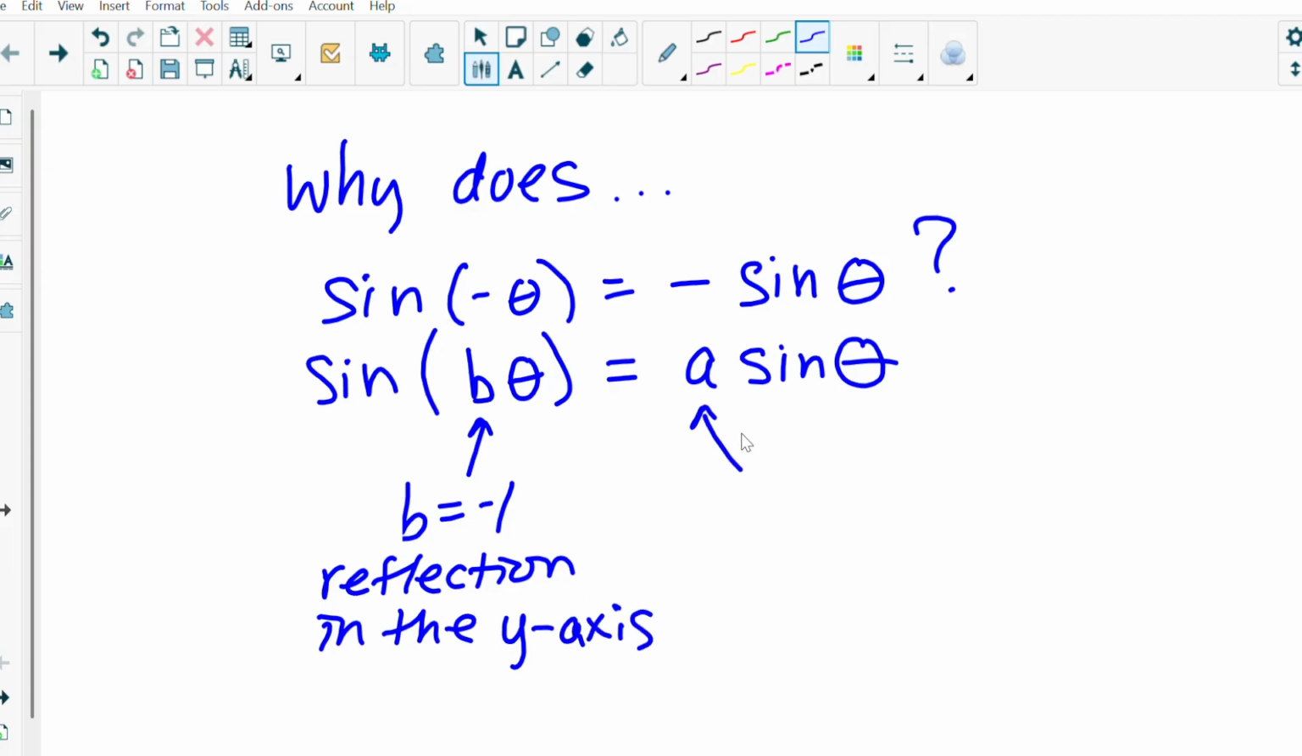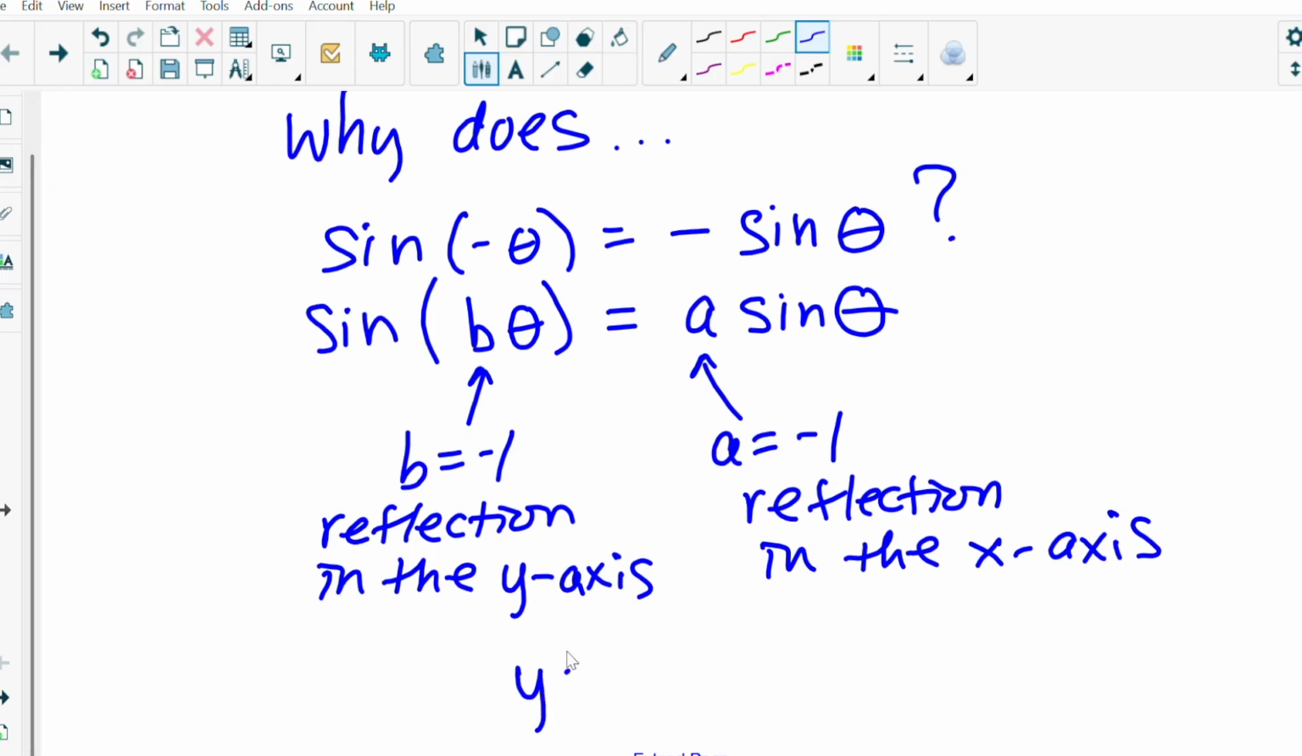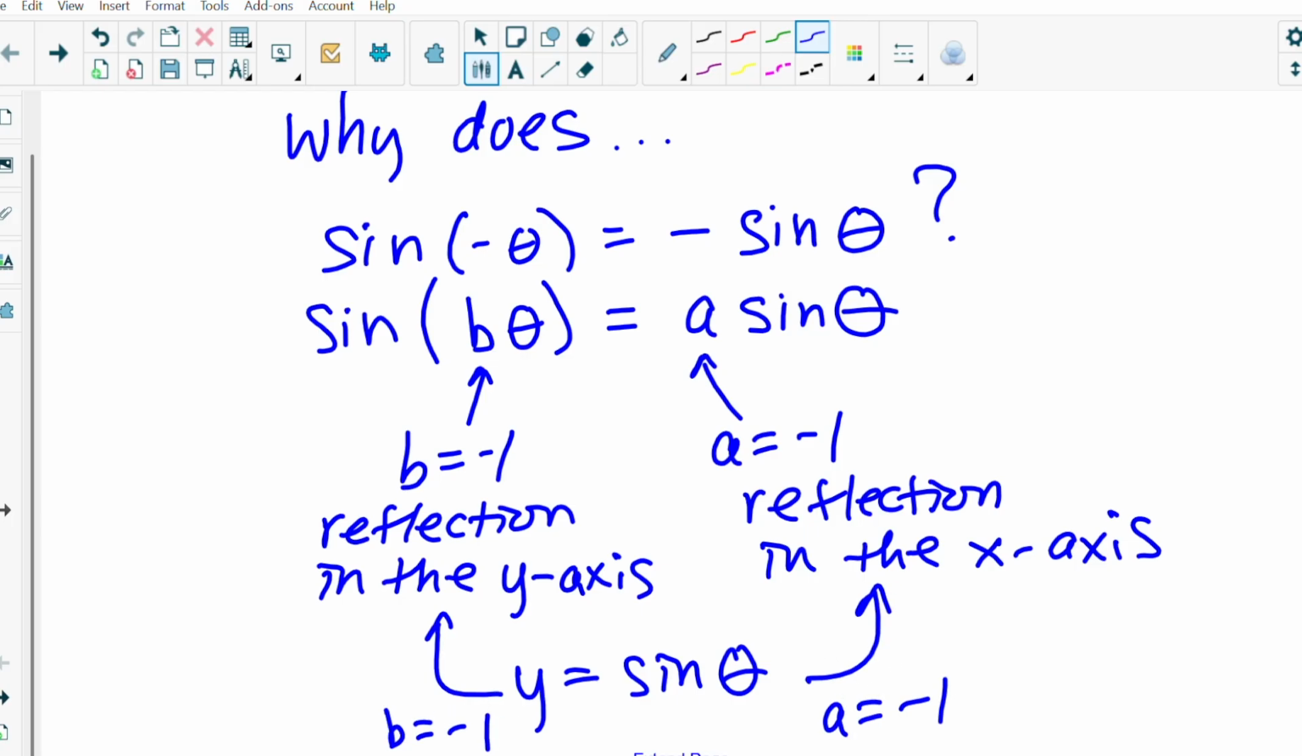What about this a value? We said sine of negative theta equals negative sine of theta. Well, that is a equals negative 1. That's a reflection in the x-axis. So you're telling me you take y equals sine of theta, our base function, and I reflect it in the y-axis, so b equals negative 1, and then I reflect it in the x-axis, a equals negative 1, I'll have the same graph? You sure will.